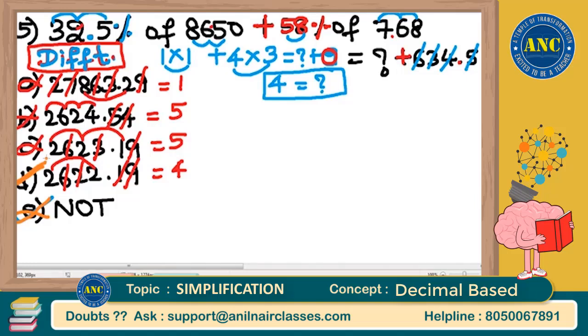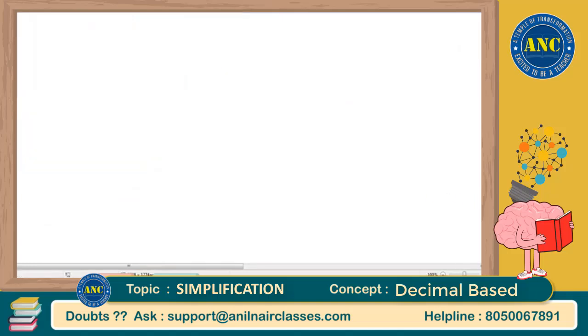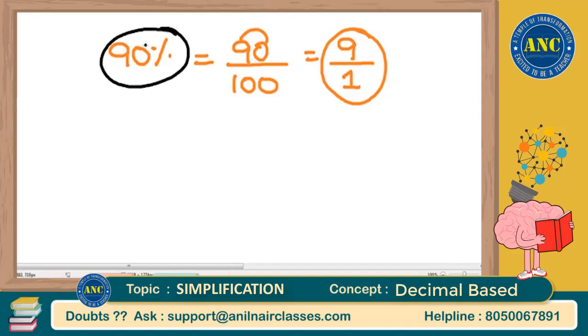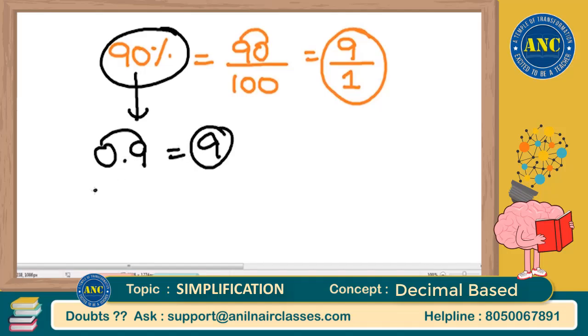Divya, percentage has no significance in digital sum. Suppose I have 90 percentage. You can write it as 90 by 100, and the digital sum of 90 is 9, and the digital sum of 1 is 1. Now if you convert to division it is like this. But 90 percentage can also be converted to decimal, as 9 by 10 or 0.9. The digital sum of 0.9 is also 9. So it does not have any significance.